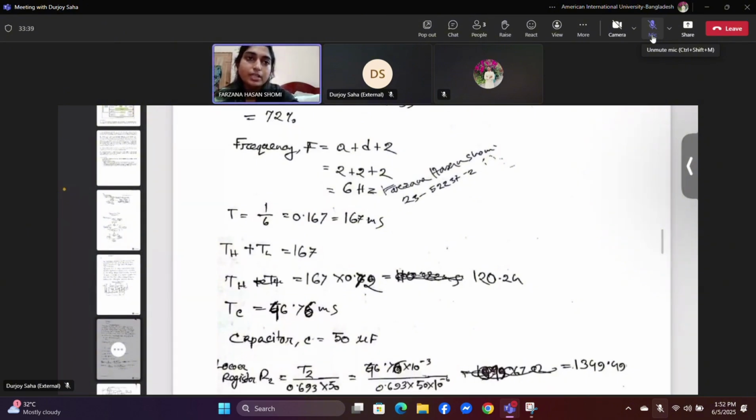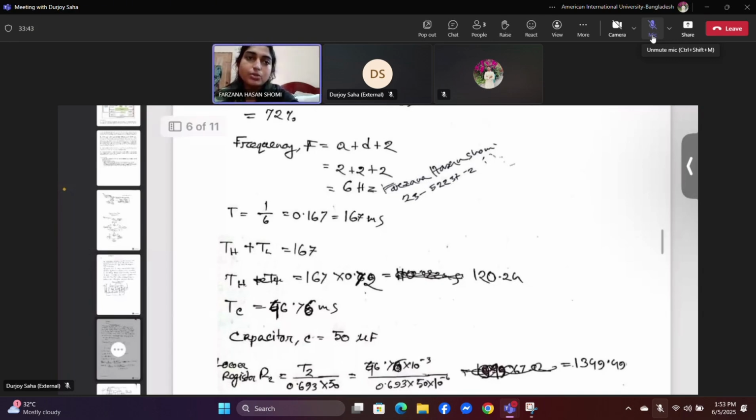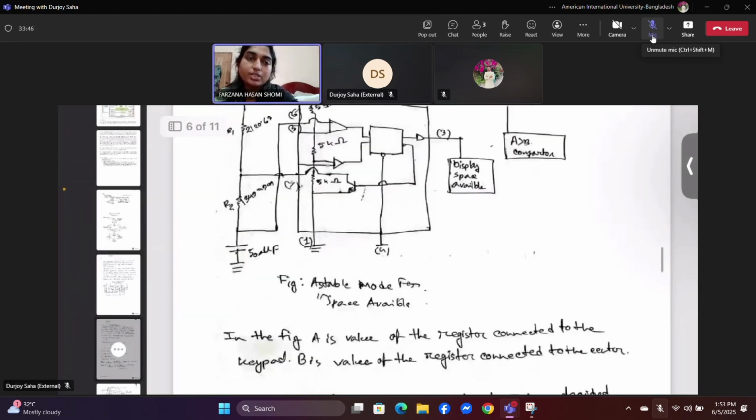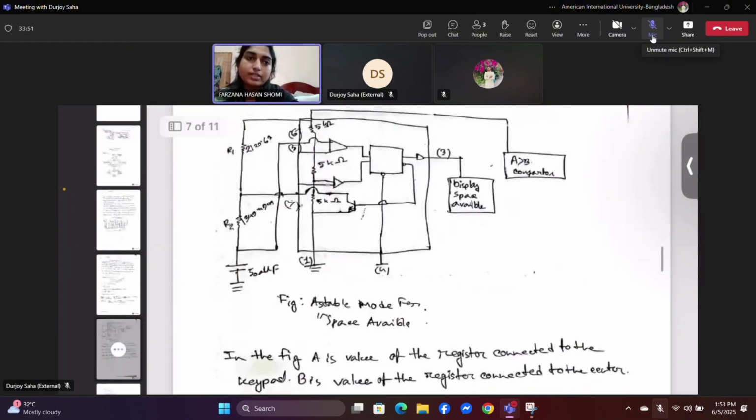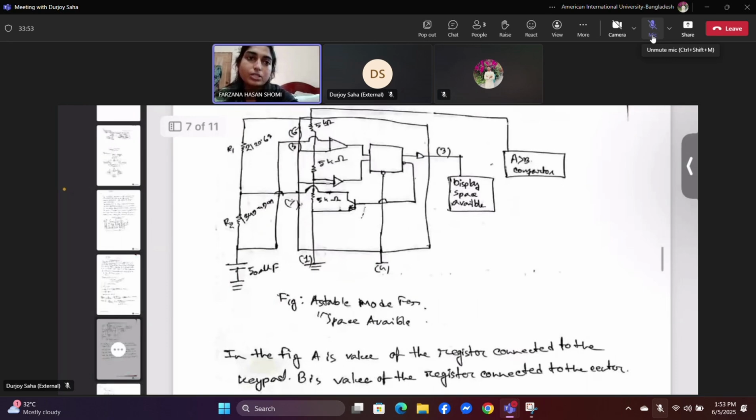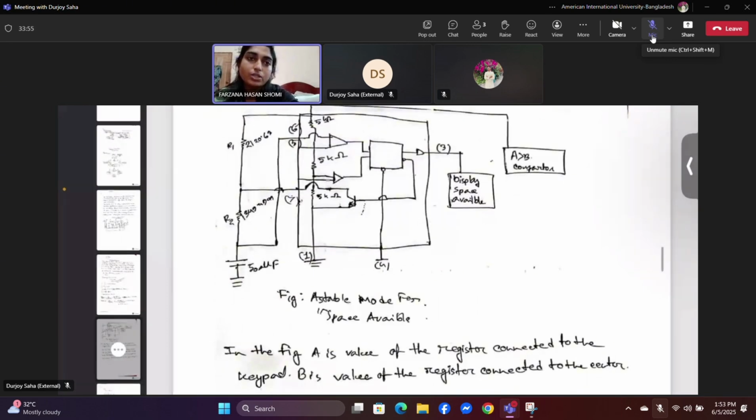Let me now explain the second part of the system, which focuses on the astable mode timer used for displaying the message space available. In this configuration, we have set the timer to operate in astable mode, meaning it continuously switches between high and low status, creating a square wave output. This is what makes the message blink repeatedly. We calculate the time period T as 0.167 seconds or 167 milliseconds.